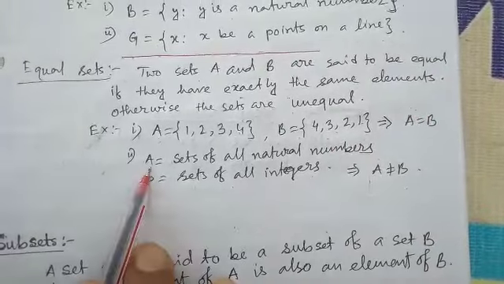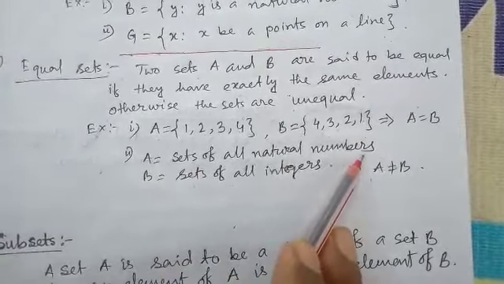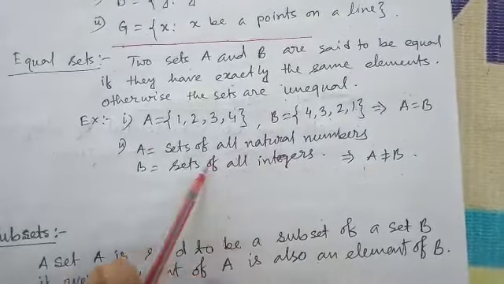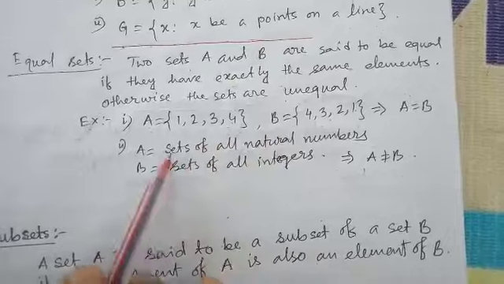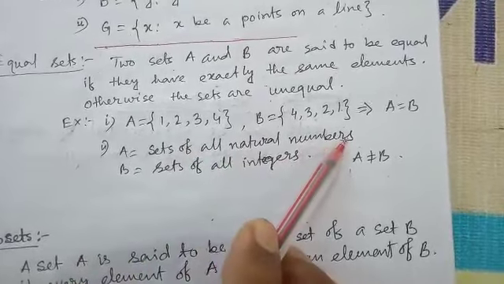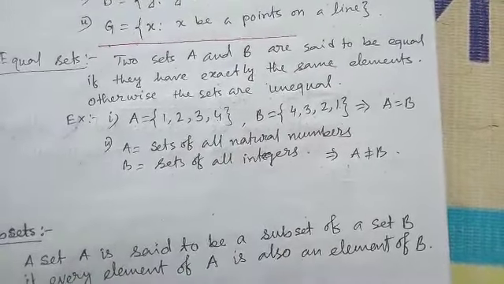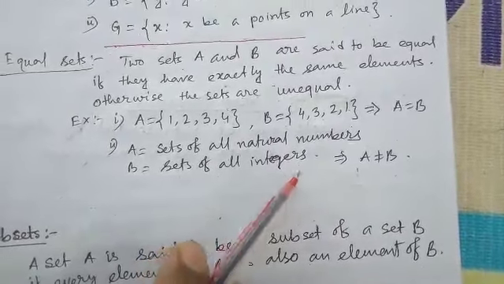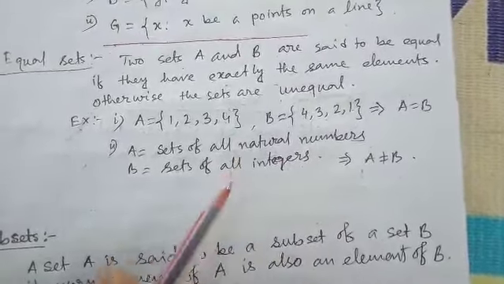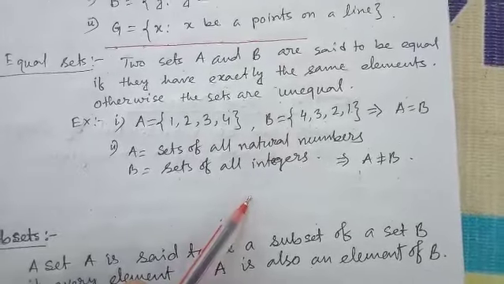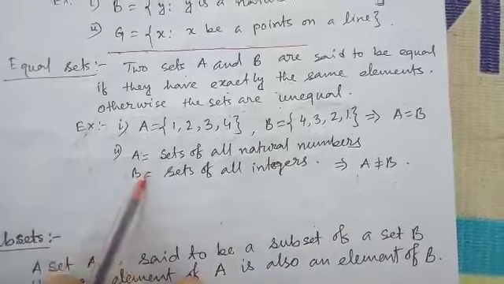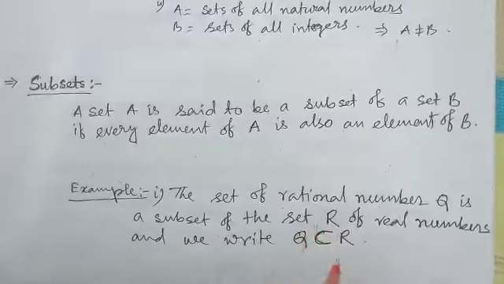This is an equal set. Next one: A equals the set of all natural numbers and B is the set of all integers. This is an unequal set. The natural number set has elements 1, 2, 3, 4 up to infinity, but the integer set has 0, plus and minus 1, all natural numbers and also their negative values, and also 0. So both are not equal, and these two sets are unequal.